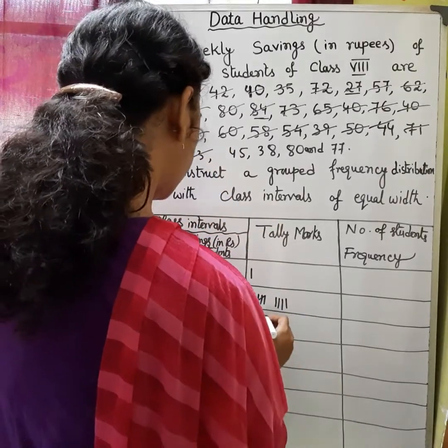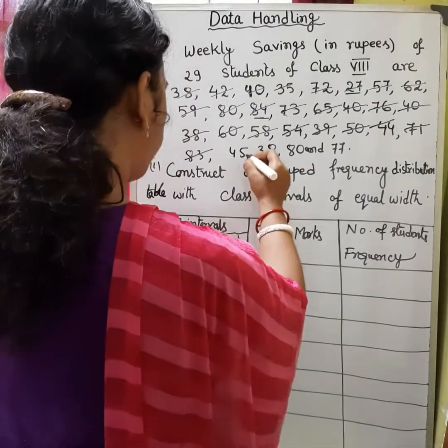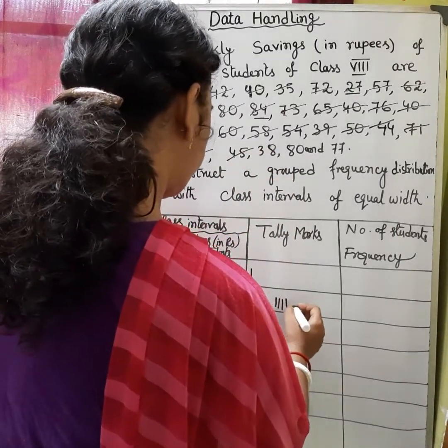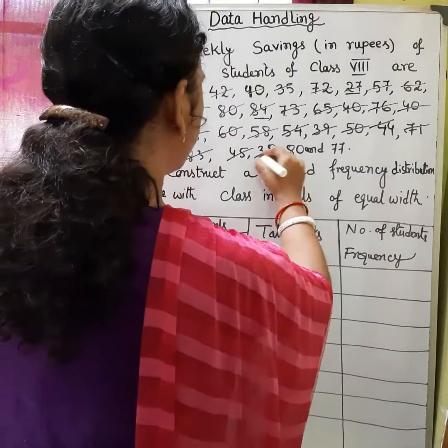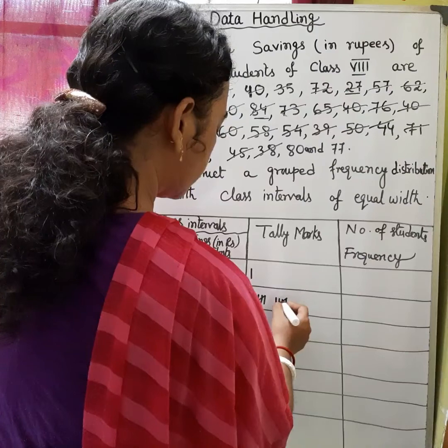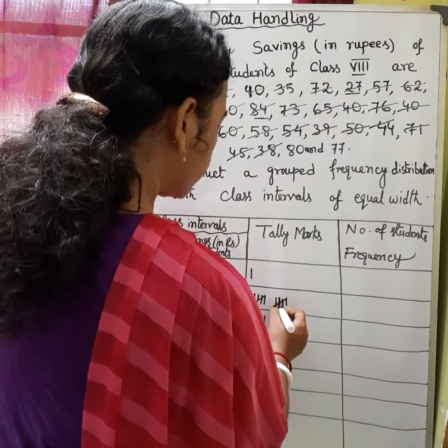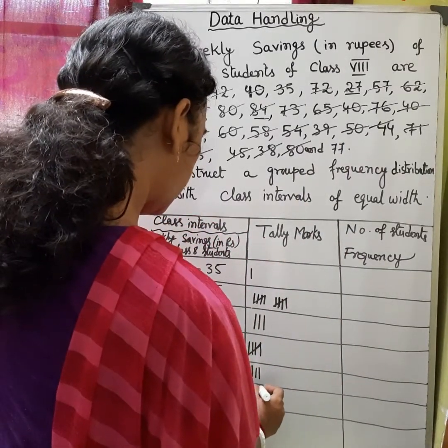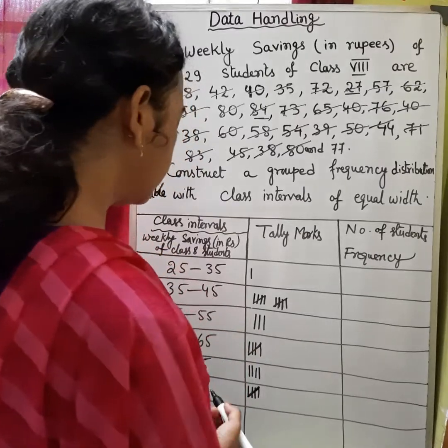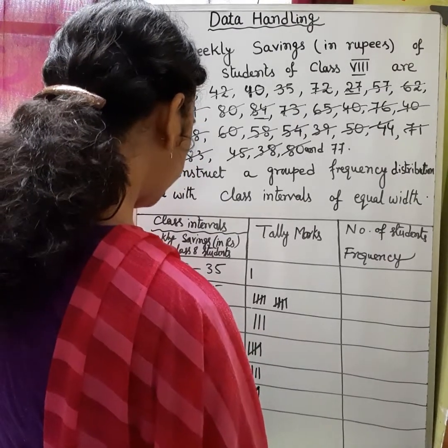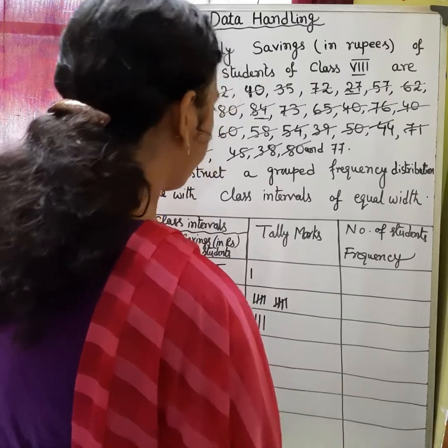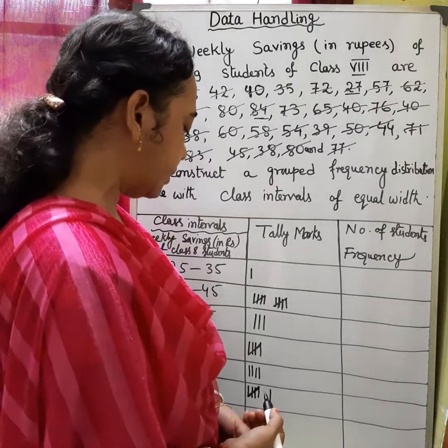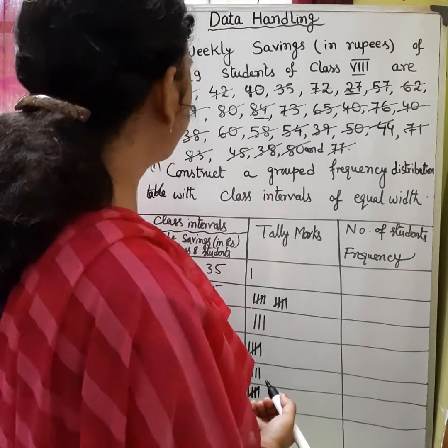Again 45, that is between 45 to 55. And 38 is there, that is again between 35 to 45. So we put the fifth tally mark by crossing diagonally the 4 tally marks. The next one is 80. So again we put a diagonal cross line, that is the fifth one. And 77, that will be in the last one. So in this way we can easily show all the tally marks by observing the data.